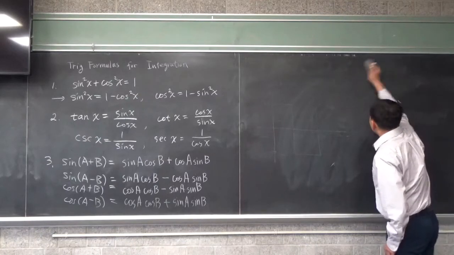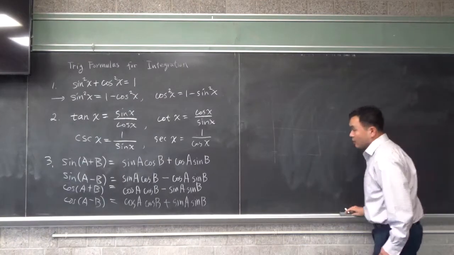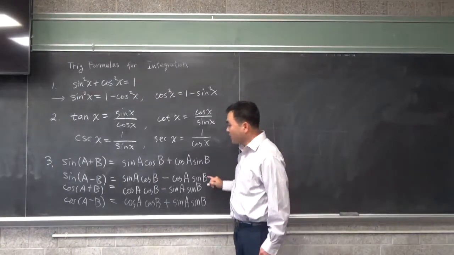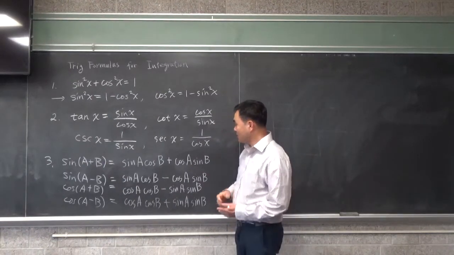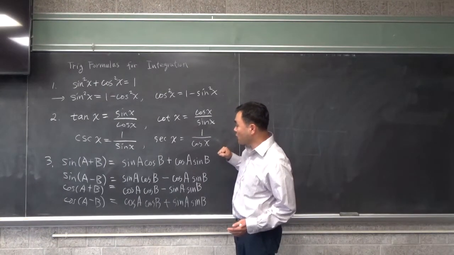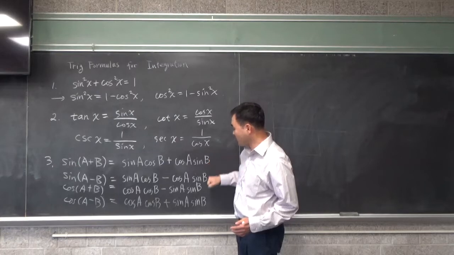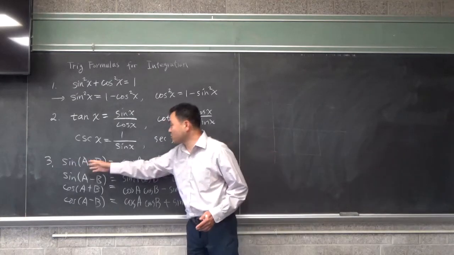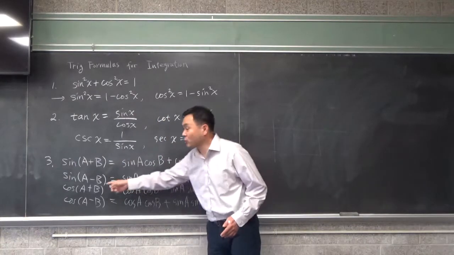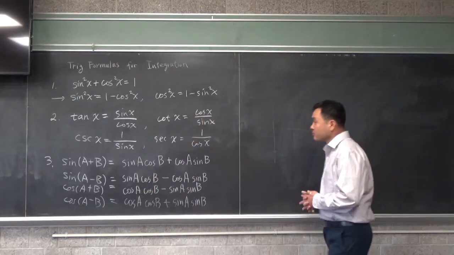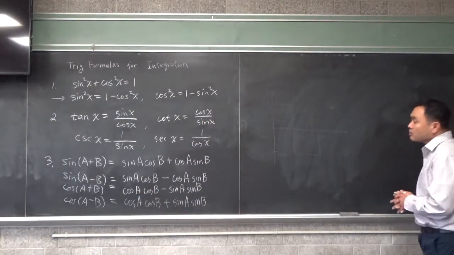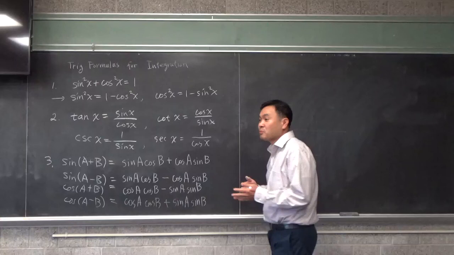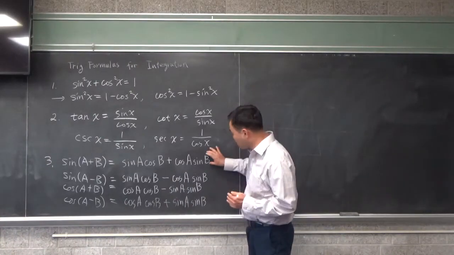All right, so hopefully the ones with negatives are not a problem, but you absolutely have to memorize these addition ones. You have to memorize sine A plus b and cosine A plus b. Seeing the proof helps, but it's not really necessary. You can just memorize these two.